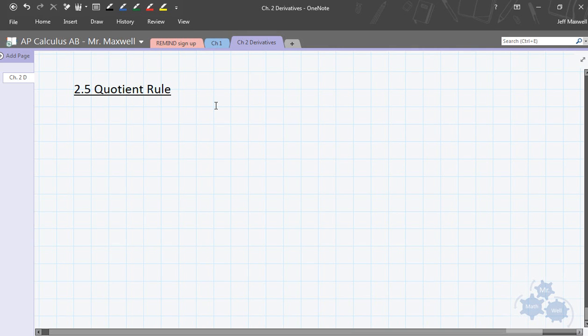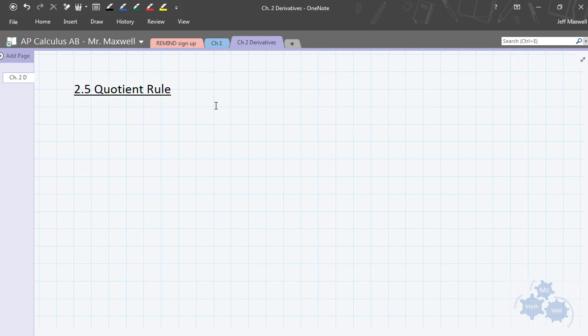All right, so as we look at 2.5, we've talked about a bunch of different rules for calculating derivatives: the power rule, sum difference rule, constant multiple rule. We talked about the product rule as well just recently. Now, this one is the quotient rule.